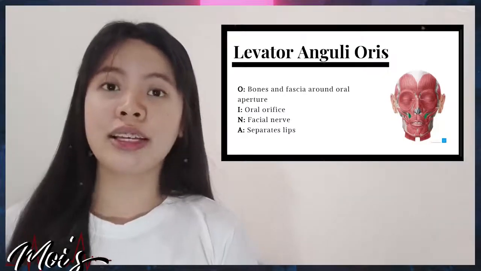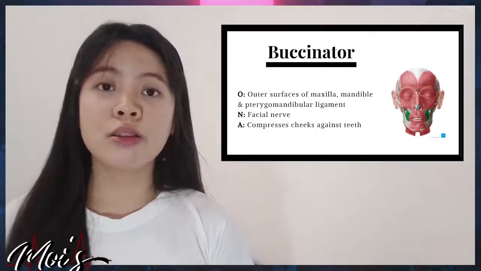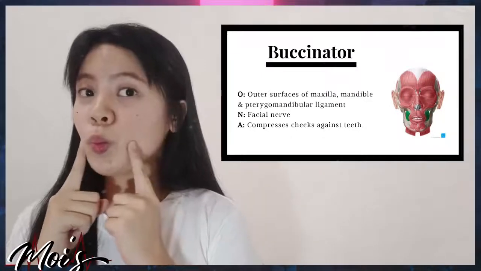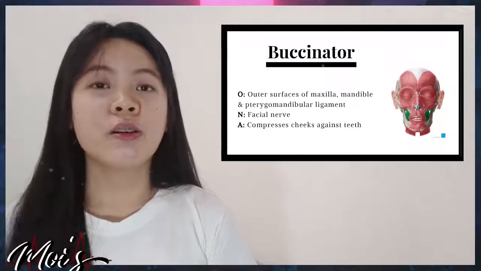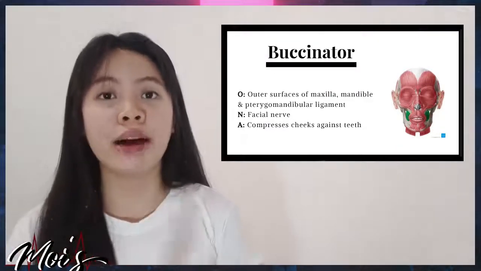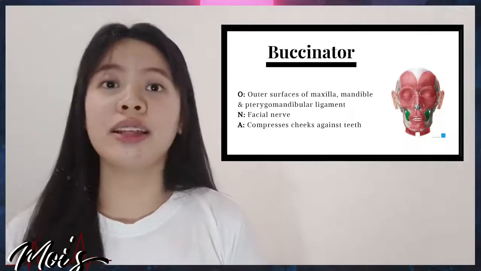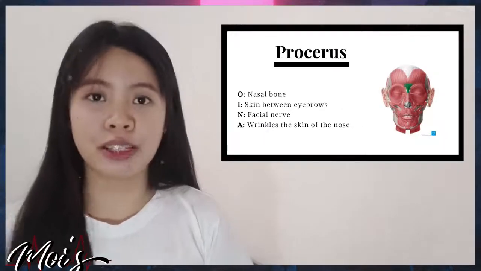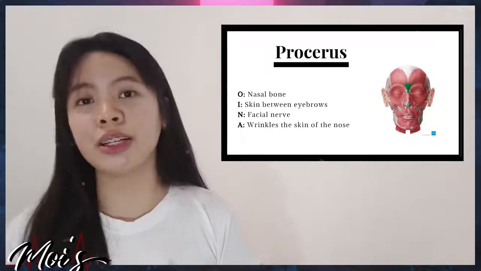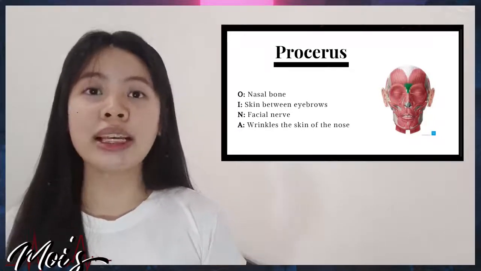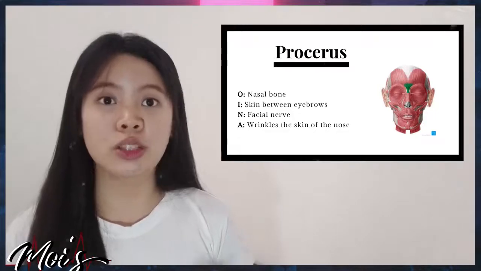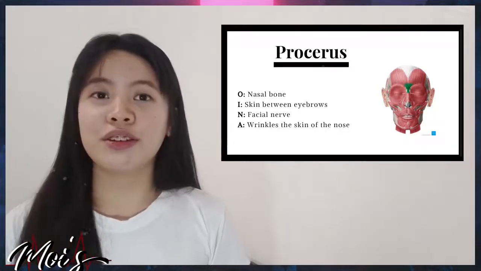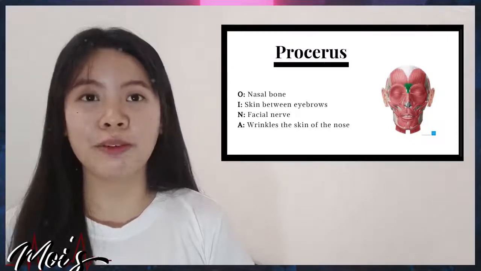We have next the buccinator. This muscle functions in compressing our cheeks into our teeth. This muscle originates from the mandible, the maxilla, and the pterygomandibular ligament. We have next the procerus. This muscle originates from our nasal bone and it inserts into the skin between our eyebrows. This muscle functions in wrinkling the skin between our eyebrows.